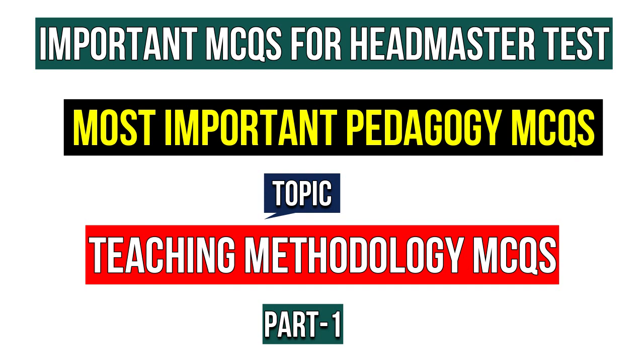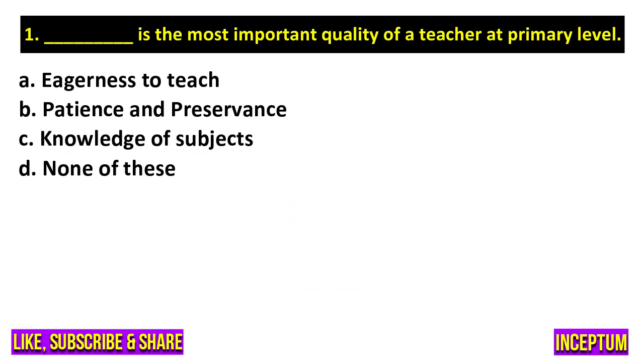And this video is about most important and repeated pedagogy MCQs, and the topic is teaching methods or teaching methodology. So here is question number 1. Dash is the most important quality of a teacher at primary level. In the 4 options we have eagerness to teach, patience and perseverance, knowledge of subjects, none of the above. And among the given options, the right one is option B, patience and perseverance.